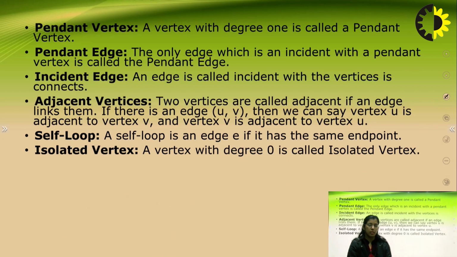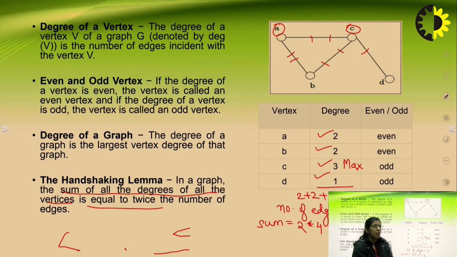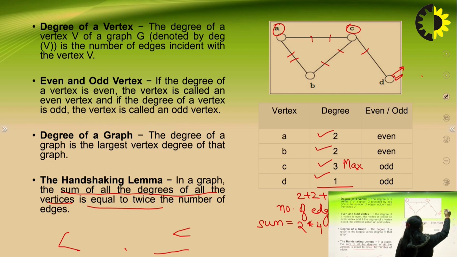Moving on to the next topic, these are some basic terminologies which we use in graph theory. First one is pendant vertex. If a vertex has a degree of 1, then that vertex is known as a pendant vertex. For example, here, this vertex D has a degree of 1 because only one edge is incident on this particular vertex. So we can say this is a pendant vertex.